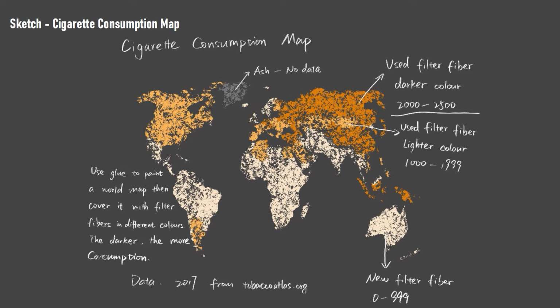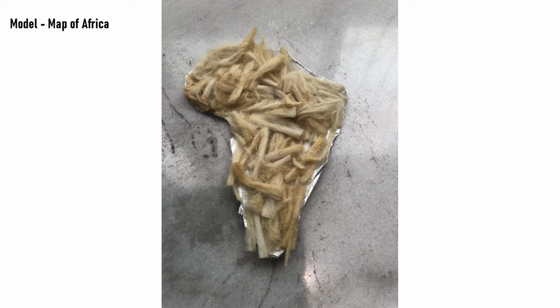The map is painted with glue, then covered with filters. The levels are divided into three, so that dark yellow, light yellow, and white, which is the color of new filters, can match these levels. This is the model, the map of Africa, a part of the cigarette consumption map.